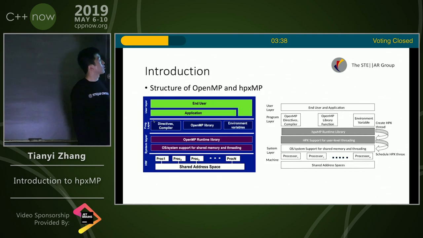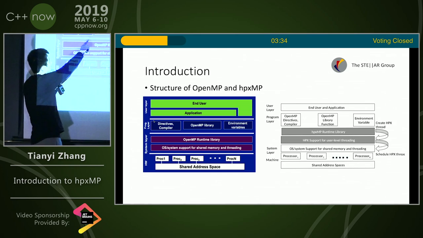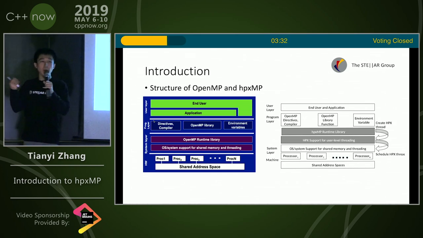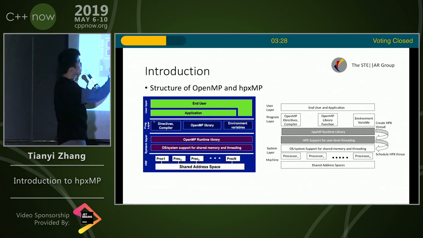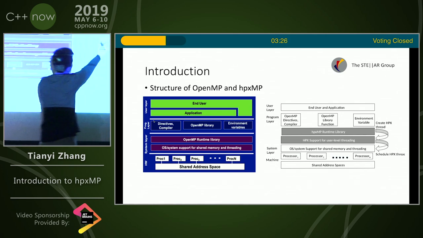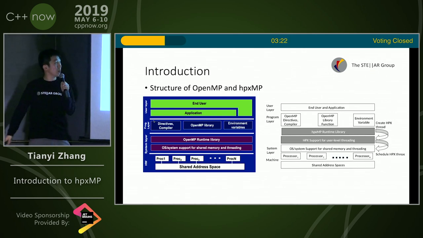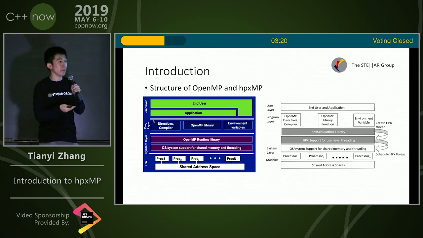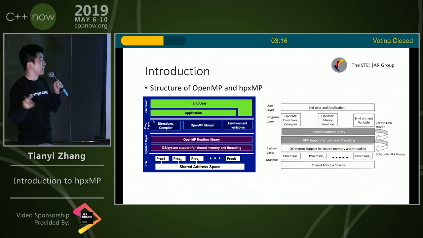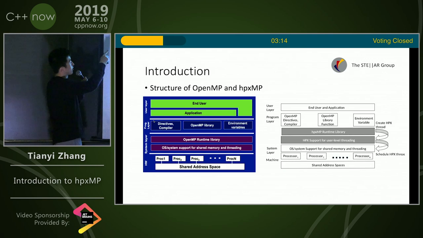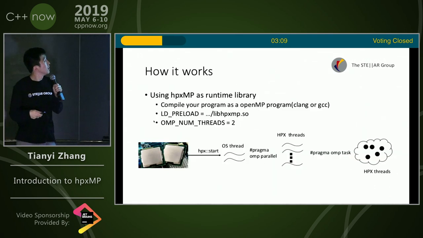So here's the structure of OpenMP and hpxMP. If you have your OpenMP code, you have your pragmas, and you don't need to do anything. We actually just cheat the compiler by using the hpxMP runtime library instead of the OpenMP runtime library. So we use HPX to manage the threading and sharing data. And that's all our ideas.